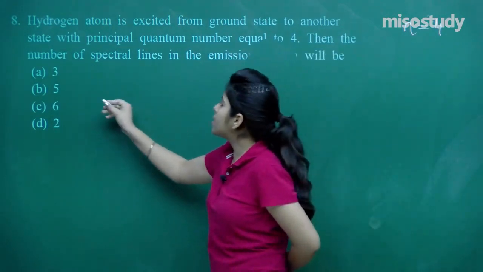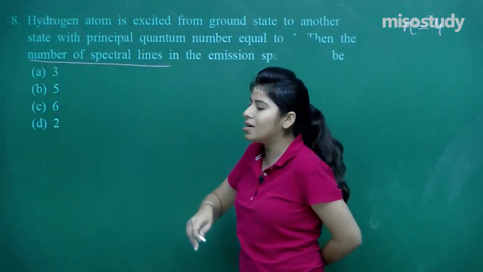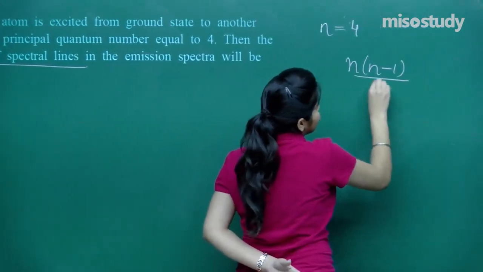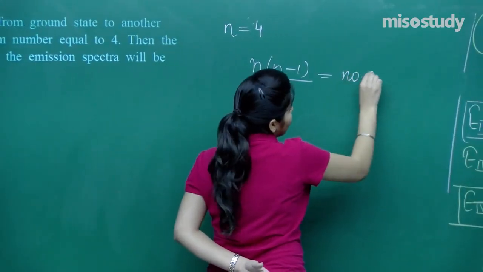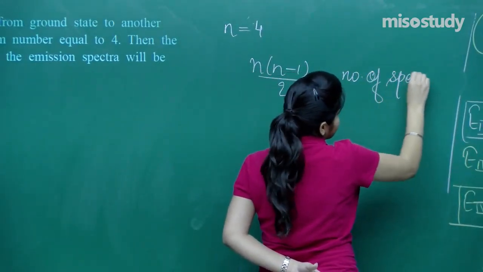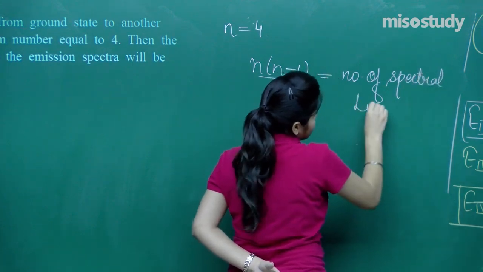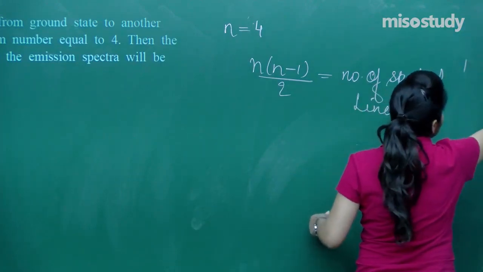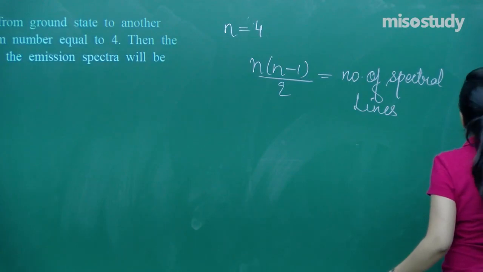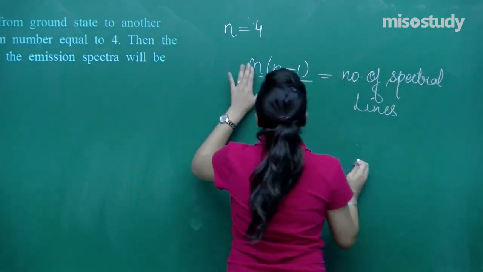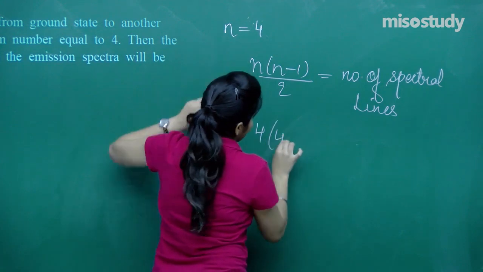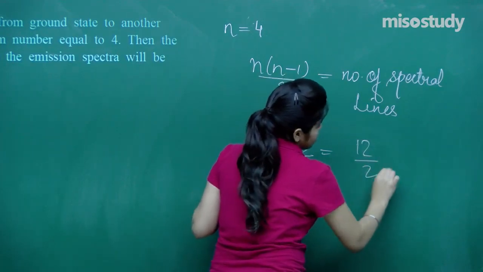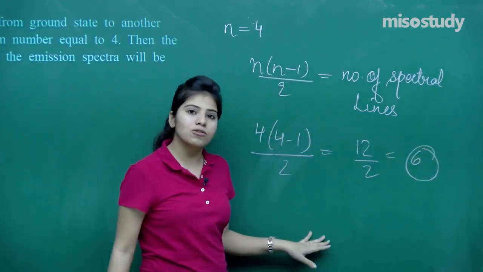For example, this question is just a formula based question. If we have to find the number of spectral lines, the one formula that we know is n(n minus 1) upon 2, which is equal to the number of spectral lines. So we are going to put in the value of n, because we have been given this value. Here n is 4, so put 4 into 4 minus 1 divided by 2, which is 12 by 2, that means 6. So your number of spectral lines is 6.